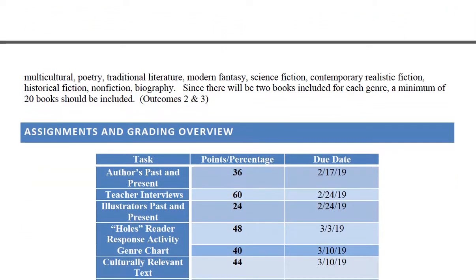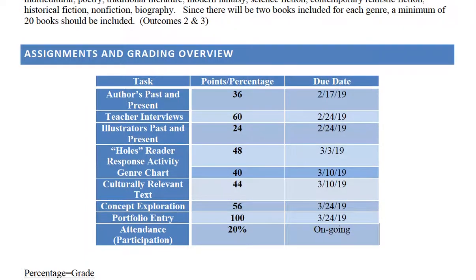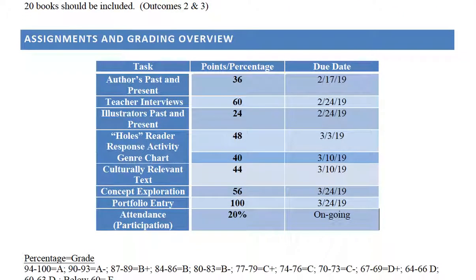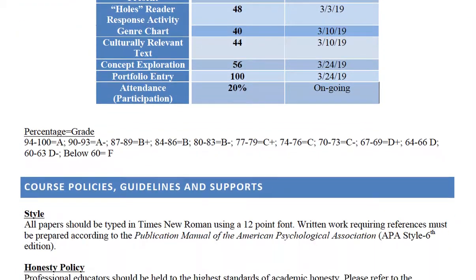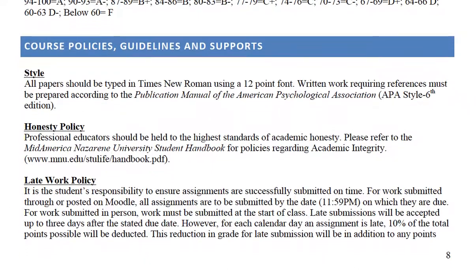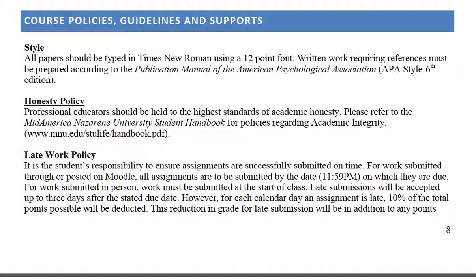The next section is the assignments and grading overview. It has all the dates right here. They're up above in the chart above, but they're all right here also. There's your grading, and then course policies, guidelines, and support. Basically, Times New Roman 12 font, honesty policy, and again, that includes plagiarism.